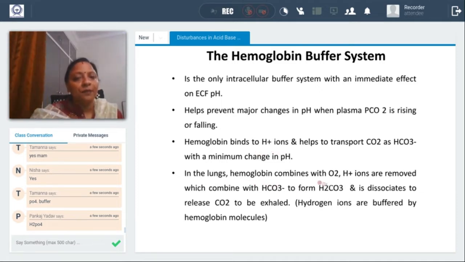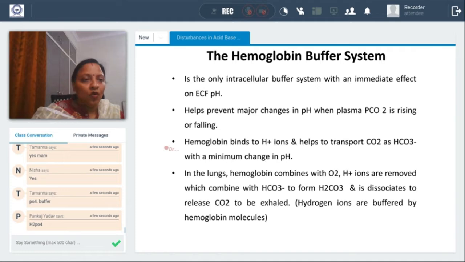So in the lungs, hemoglobin combines with oxygen. H plus ions are removed, combined with HCO3 minus, or bicarbonate, to form H2CO3, and this dissociates to release CO2 to be exhaled. So you all know the process which occurs in lungs. You all know the enzyme carbonic anhydrase. You all know HCO3 minus, that is bicarbonate, carbonic acid, and CO2.